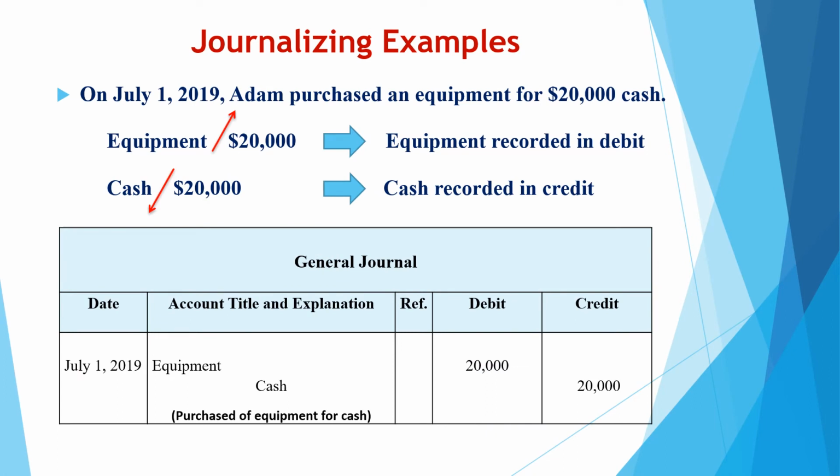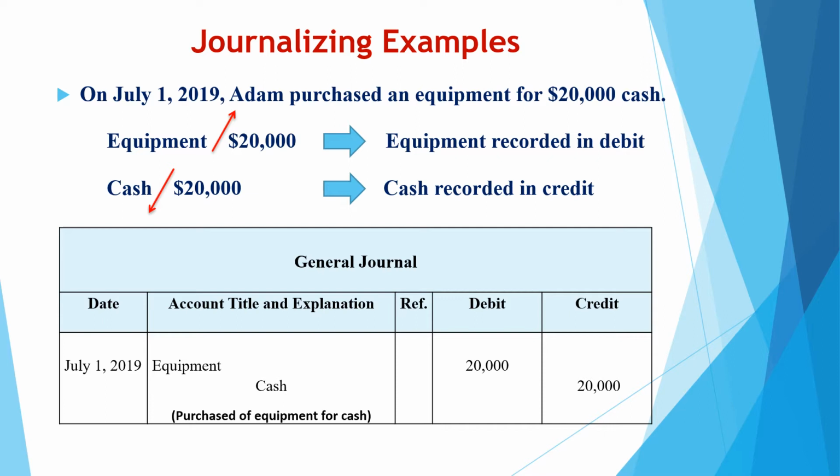Before reading the example, let's have a look at the general journal form. As you can see, we have 5 columns. The first column is the date. In the date column, we record the date of the transaction. The second column is the account title and explanation. In this column, we record the accounts affected and a little explanation of the transaction. We can see here that the two accounts affected are equipment and cash, and a little explanation is purchase of equipment for cash.